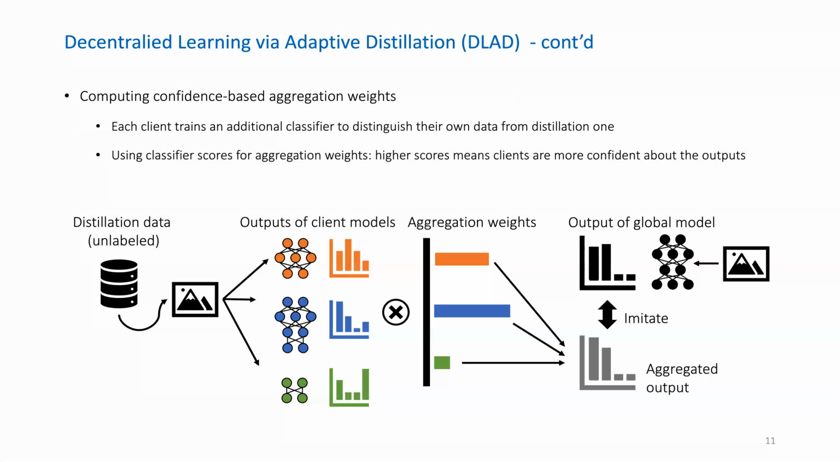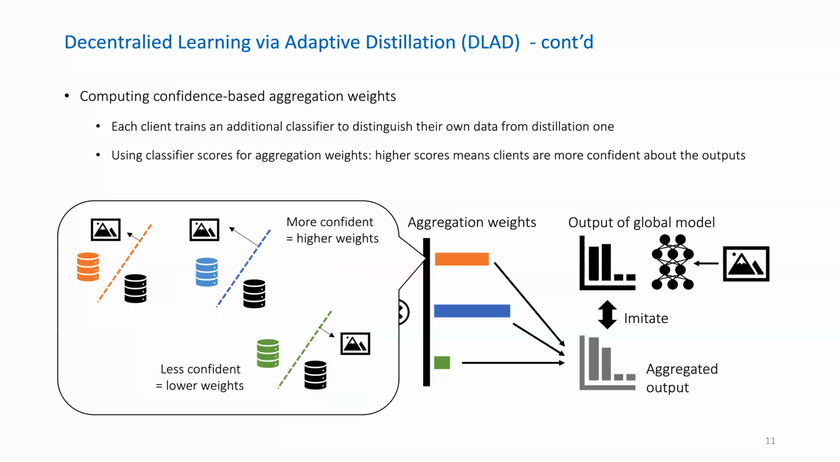An important technical point is how to aggregate client model outputs. Each client trains different models, and the client data are also different. So the server needs to judge which clients are more confident about the current input data and adaptively emphasize their output accordingly. To address this problem, we ask each client to train an additional classifier. This classifier is trained to distinguish the client data from distillation ones. Once trained, each classifier score for each distillation sample shows how confident the client is about the output. So we use these classifier scores as the aggregation weights.